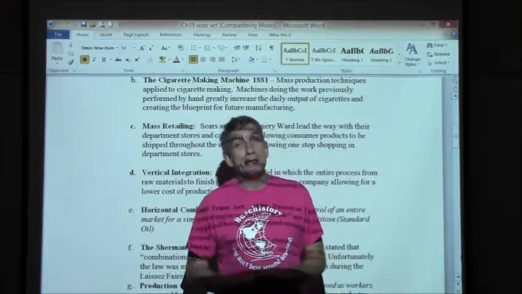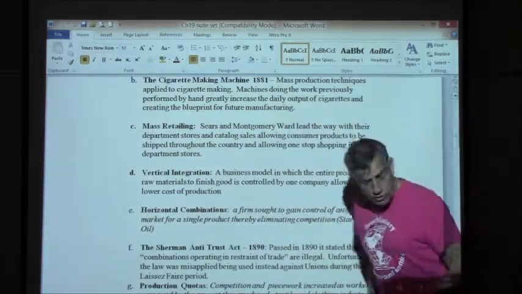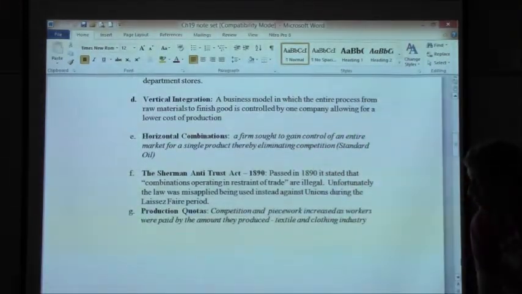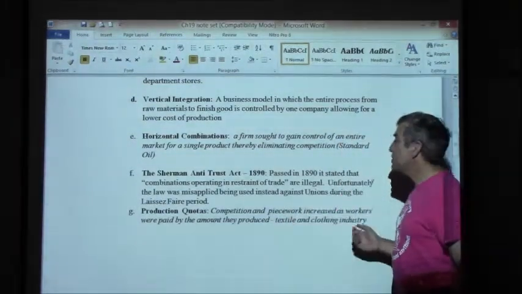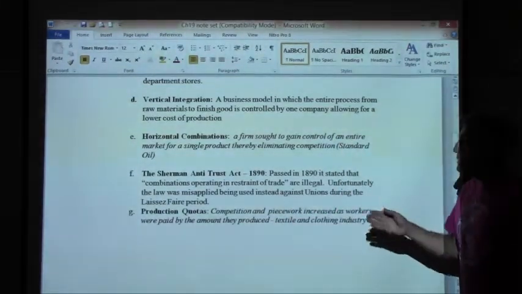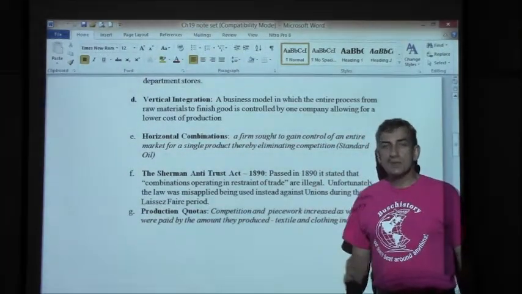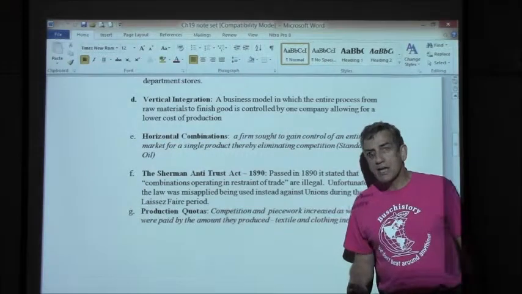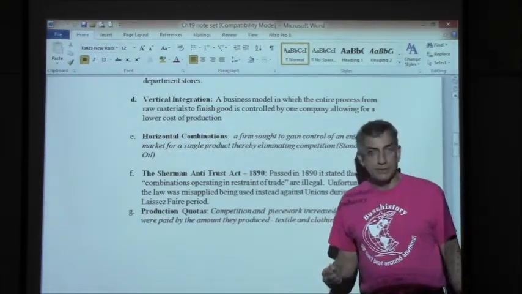It wasn't illegal in the beginning. It was actually a pretty cool idea. The Sherman Antitrust Act was the first law put in place to try to deal with all of this. It was passed in 1890, and it said combinations operating in restraint of trade are illegal. Unfortunately, the government back in the day used this law against unions, not against monopolies.